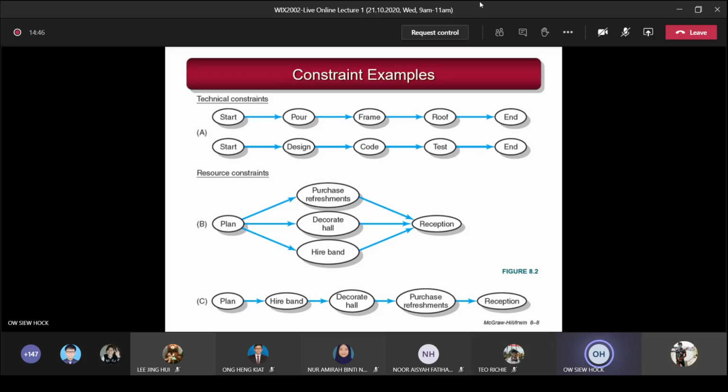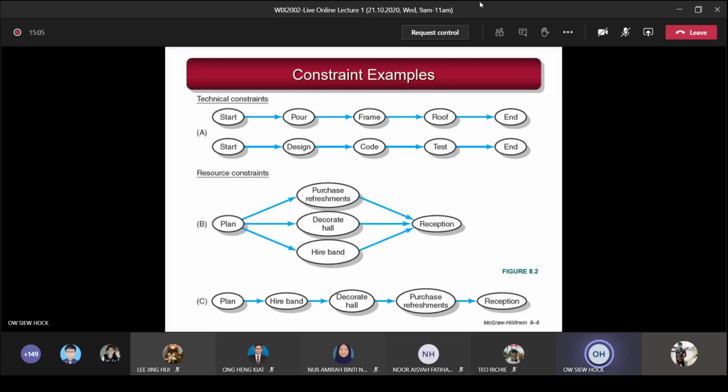You have the planning. Then if you look at part C here, you start with planning of the wedding reception. Then you hire a band, and then you decorate the hall. After that, you also purchase or order the refreshment, and then you have the reception. So this one is sequence. You can see this is in sequential form.